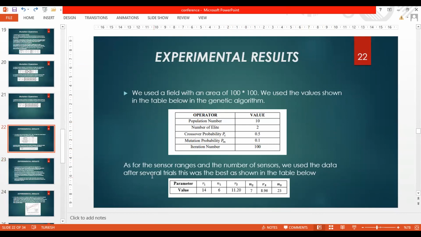As for the sensor range and the number of sensors, we used data after several trials. This was the best, as shown in the table below. First, type of radius is 14, and the number of sensors is 6, and the same thing for the other groups.